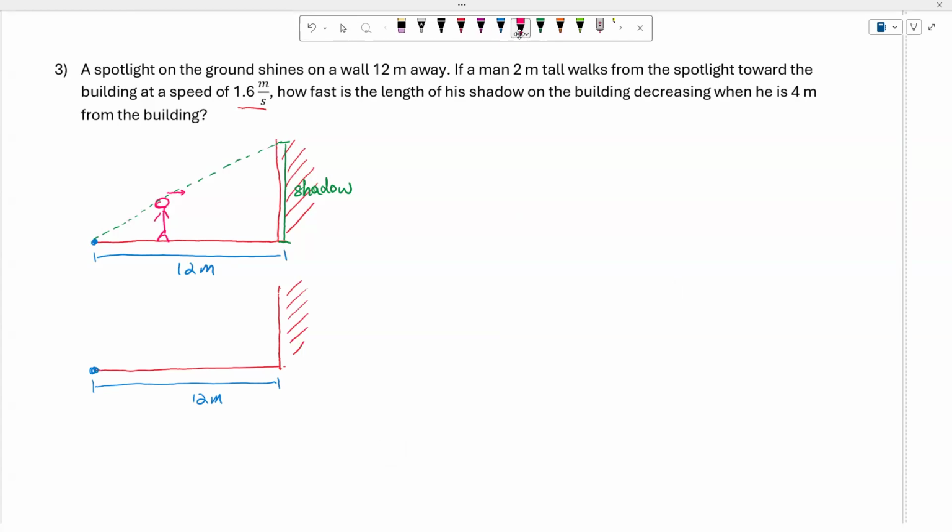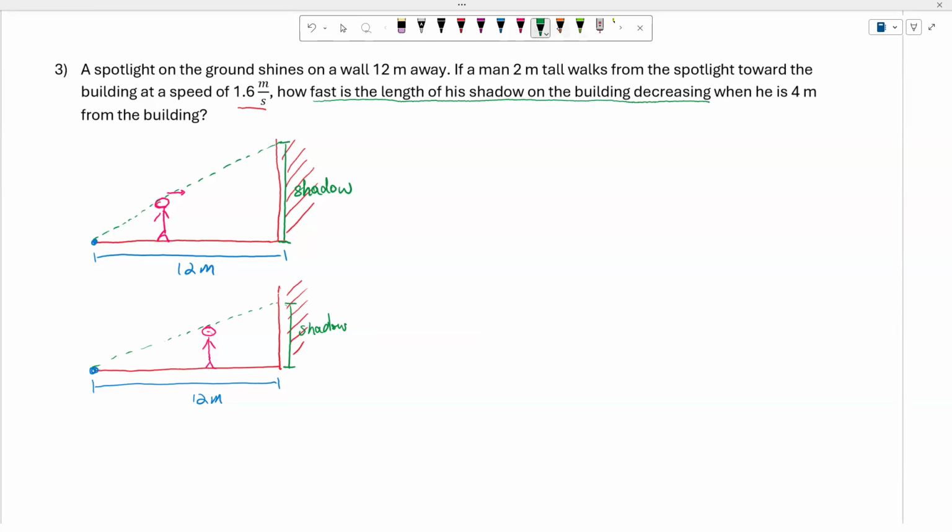Now, what if the man is walking toward the wall? Immediately you will see what happens to the shadow. The shadow is decreasing. So it makes sense that we ask how fast is the length of his shadow on the building decreasing when he is walking toward the wall. Now, how do we actually work out this problem?